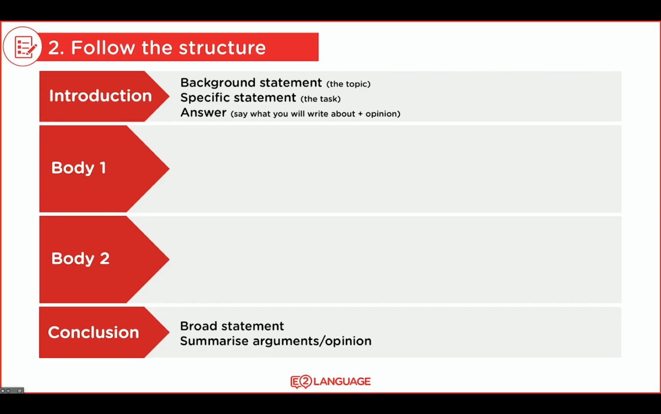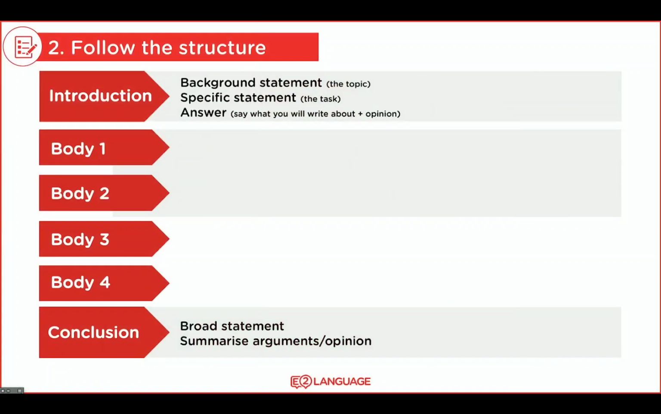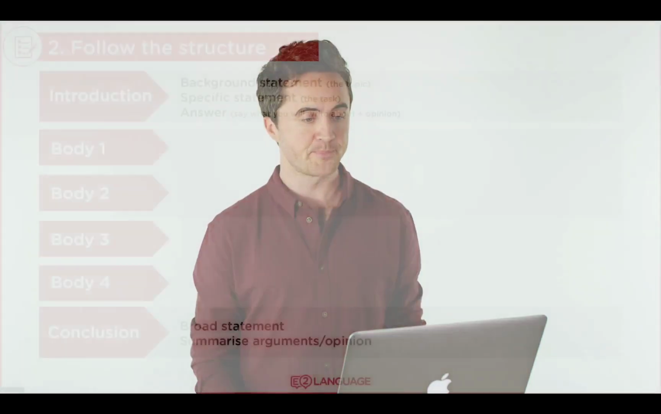A conclusion will have a broad statement. It's going to summarize the arguments, and it will also include my opinion. As I mentioned, you need to be flexible. What I could also do is I could actually have 4 body paragraphs. The first body paragraph would talk about cause 1, second would talk about cause 2, third would talk about solution 1 and solution 2 in body 4, or I could do cause solution as well. That's an option.